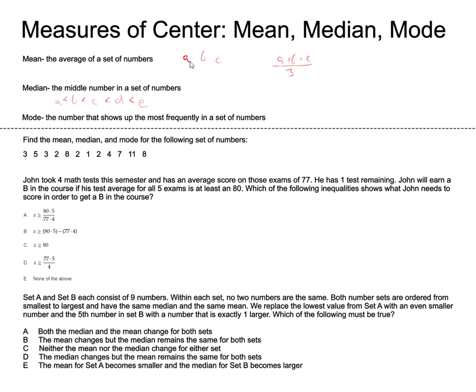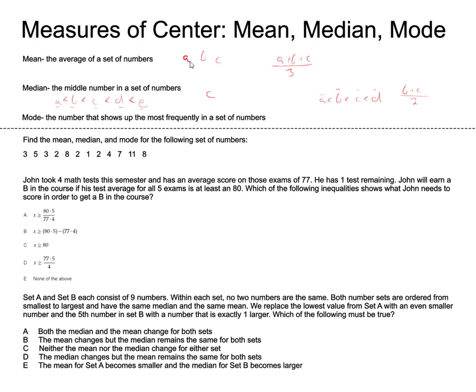So the median is going to be the middle number. So we can count 1, 2, 3 from the bottom and 1, 2, 3 from the top, and we'd see that the median is going to be C. If we had an even number of numbers, so let's say we just had A, B, C, and D, and these were also in order, then we would have 1, 2 from the bottom and 1, 2 from the top. So the median would actually be the average of those two middle numbers. So it would be B plus C over 2.